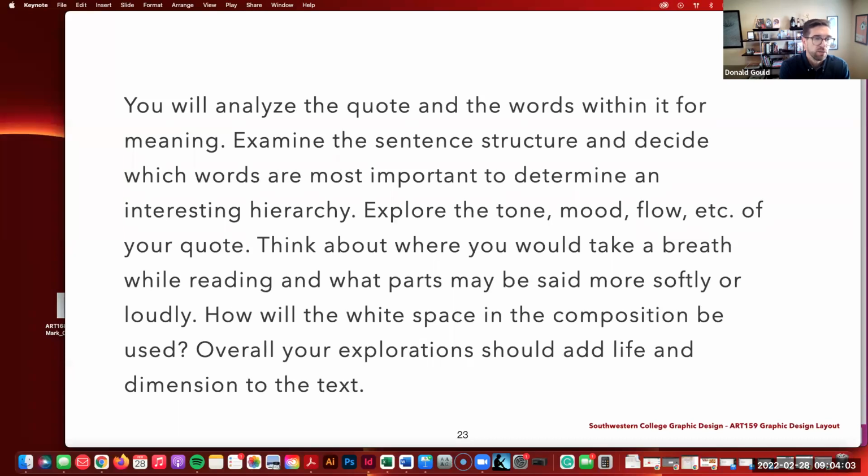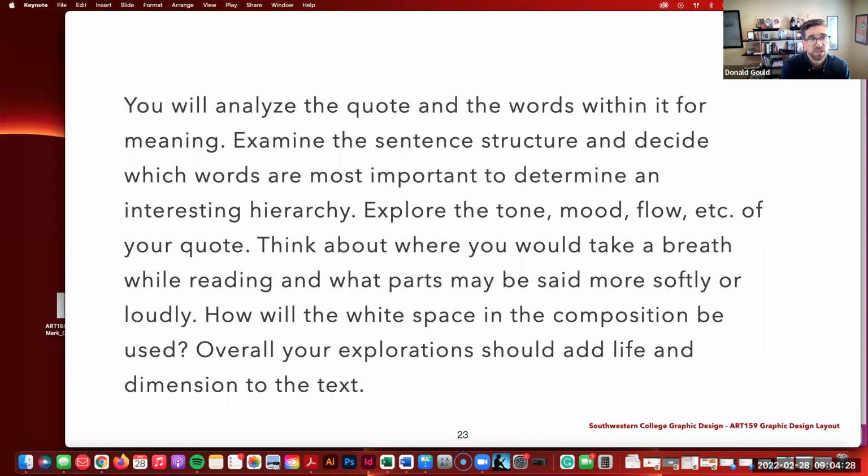So one of the first things you're going to want to do is research and find a quote that you may want to use, and really analyze the words within it for the meaning. See how you might be able to pull some emphasis out of the design, or potentially play with different styles of typography that might sort of reference a specific voice that you're going for within that quote.